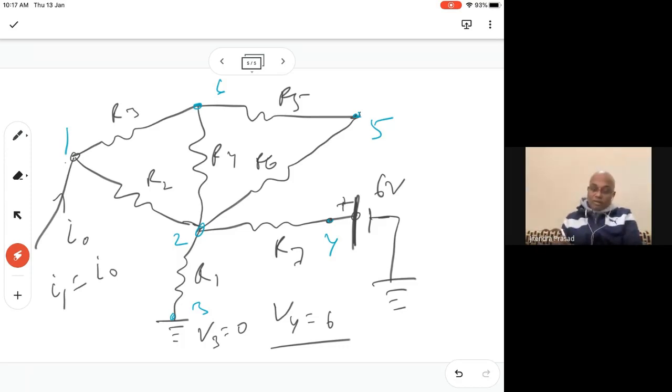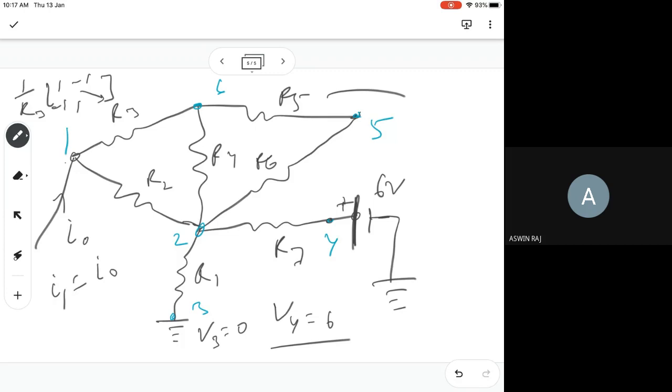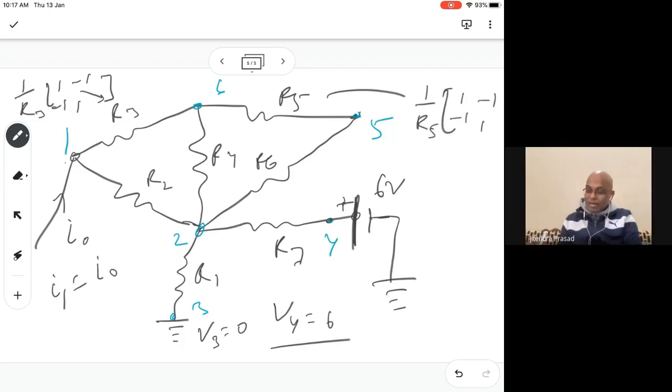So for every element, you have to find the stiffness matrix. For this one, it will be 1 over R3 times [1, minus 1; minus 1, 1]. Like last time, we can superpose all these things, right? Similarly, you have to do it here. For this it will be 1 over R5 times [1, minus 1; minus 1, 1]. Then you have to assemble the way you did for the others. Any question?